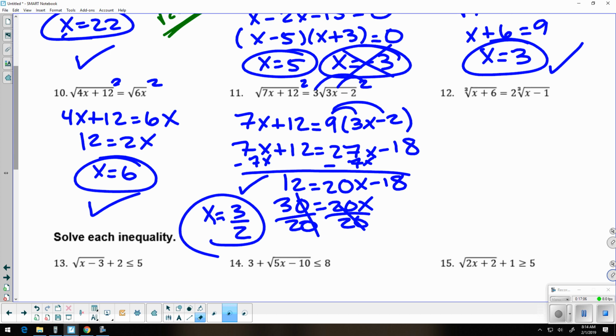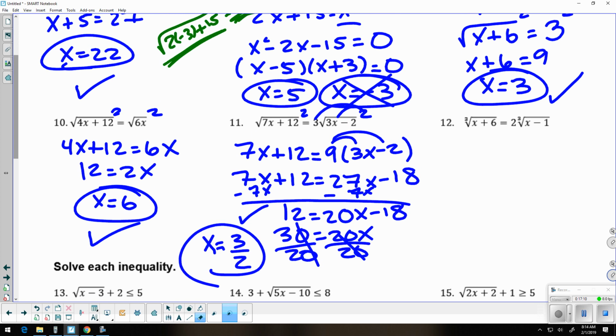And the last one, number 12, before we move on to the inequalities. For number 12, again, same idea as the previous one. You can't get rid of that 2 in the front, but you have a cube root on both sides. So go ahead and cube both sides of the equation. You'd be left with x plus 6 is equal to, cubing the 2, you get 8, and cubing the cube root, you get x minus 1. Okay? Again, I'll pause, make sure that makes sense.